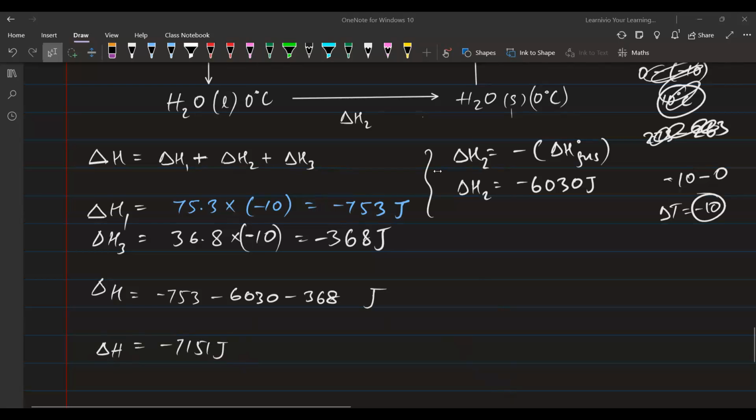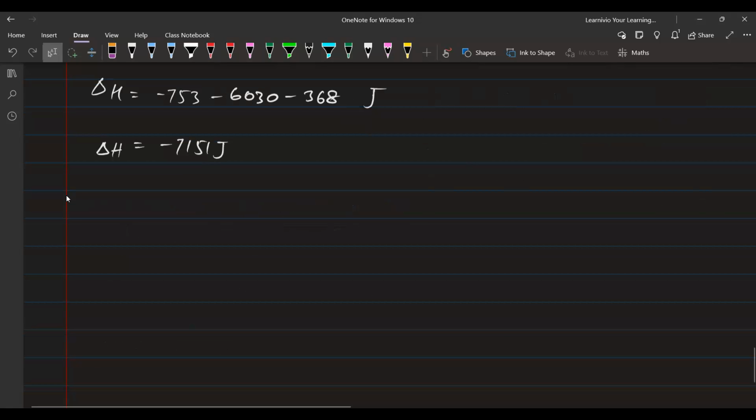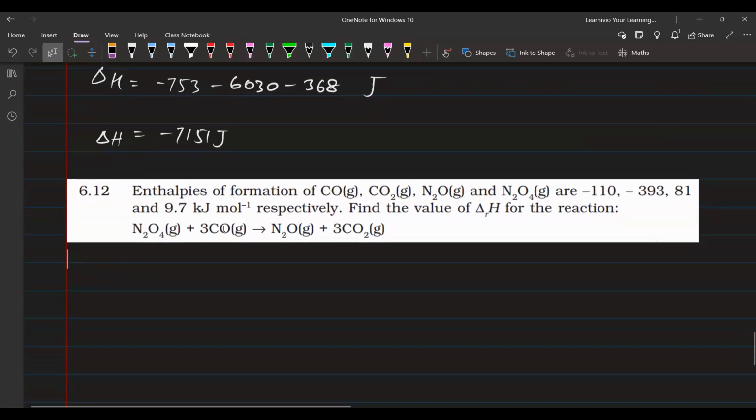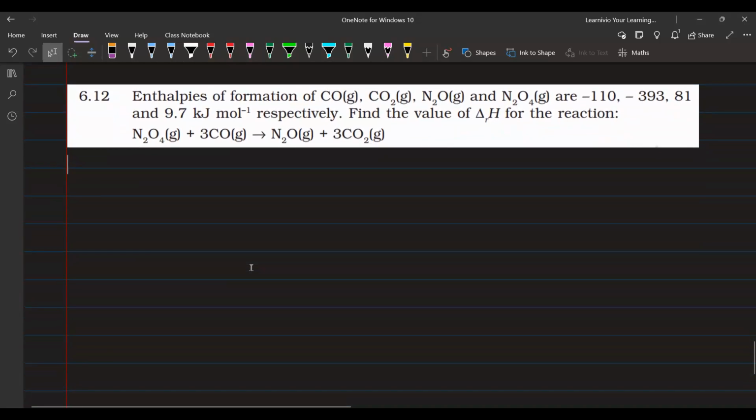Waiting for Alina and Jasleen. This is very similar to what we did in the last lecture regarding enthalpy of formation. So the relationship between enthalpy of formation and enthalpy of reaction will come from the same. Try this.